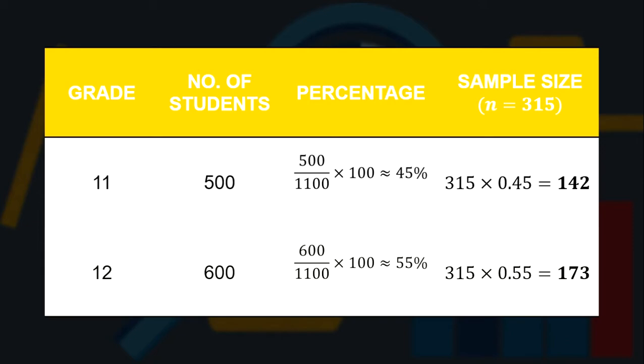So let's multiply that percent to the sample size. So that's 315 times 0.45. So there are 142 samples for grade 11 and then 173 samples for grade 12. So as you can see here, each strata has its own representative. So that's stratified random sampling.